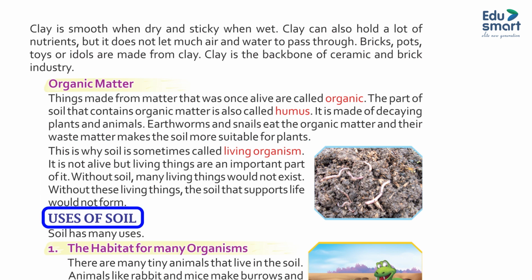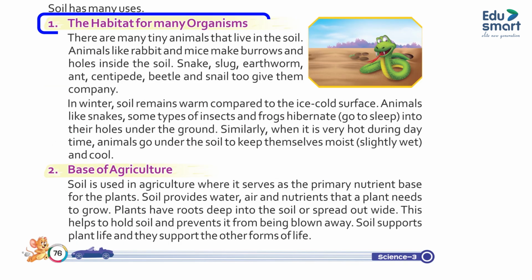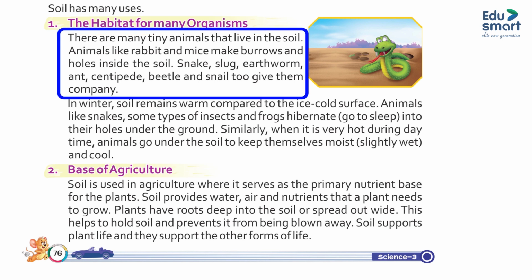Uses of soil. Soil has many uses. 1. The habitat for many organisms. There are many tiny animals that live in the soil. Animals like rabbits and mice make burrows and holes inside the soil. Snakes, slugs, earthworms, centipedes, beetles, and snails give them company.